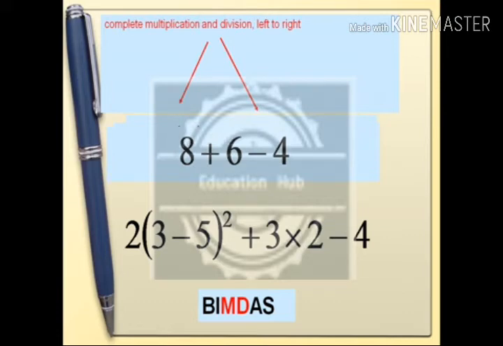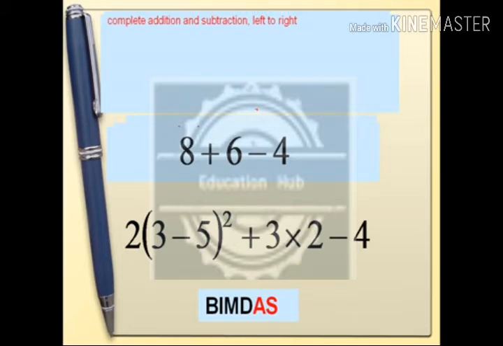Now A and S. BIDMAS, A and S, that is addition and subtraction. Here we have addition also and subtraction also. See this? At first addition will come, that is 8 plus 6, 14, and then subtraction, 14 minus 4. So the answer will be 14 minus 4, nothing but 10. I am going too slow, but I think it is clear to you now. If you make it clear, then it will be better to solve other problems also.